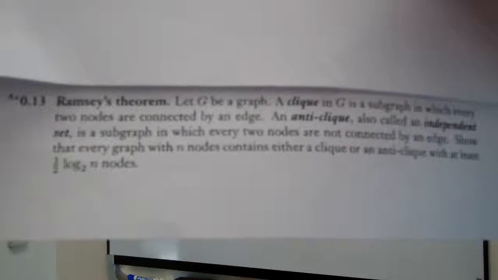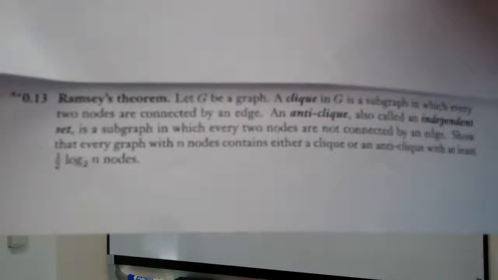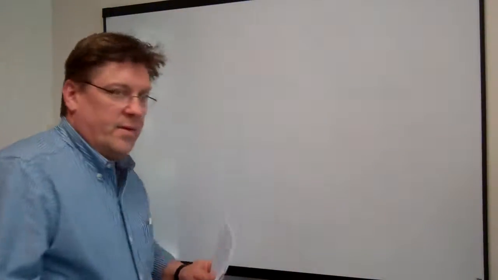Okay, the purpose of this video is to discuss problem number 13 out of the Sipser textbook on theory of computation. That's problem 0.13 out of chapter 0. So let's take a look at this one. Basically what we've got to do is show that there has to be a clique or an anti-clique in a given graph, any graph, of at least 1/2 log 2n if the graph has n vertices.